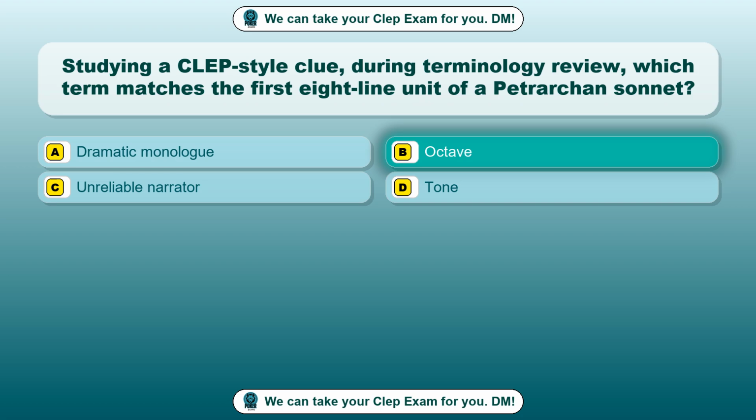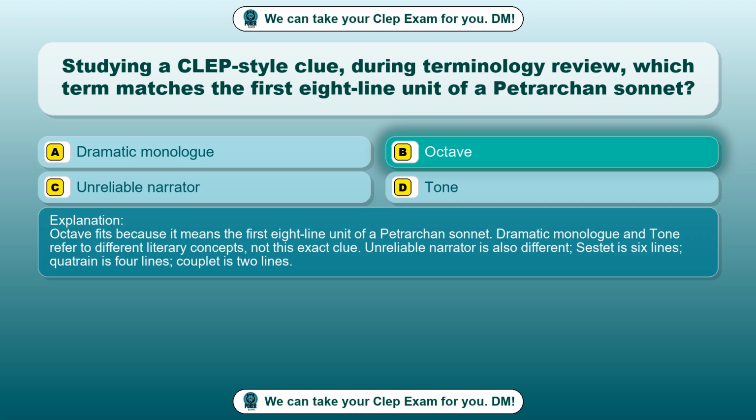Octave. Octave fits because it means the first 8-line unit of a Petrarchan sonnet. Dramatic monologue and tone refer to different literary concepts, not this exact clue. Unreliable narrator is also different.